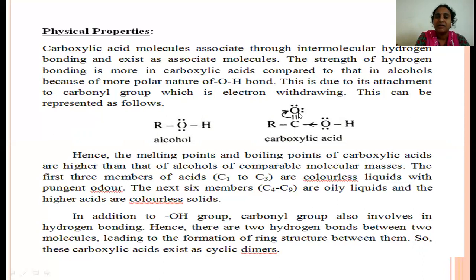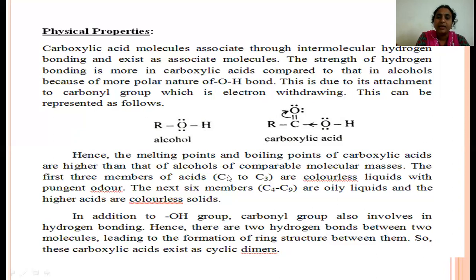Hence, because of the intermolecular hydrogen bonding, compared to alcohols, even though the two compounds have the same molecular weight, this compound involves intermolecular hydrogen bonding, hence the melting points and boiling points of the carboxylic acids are higher than the alcohols.